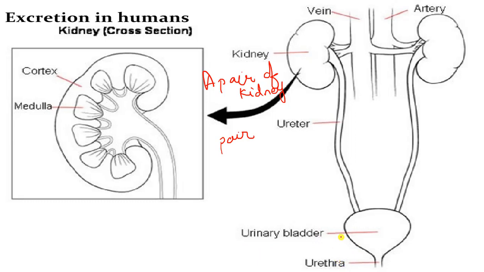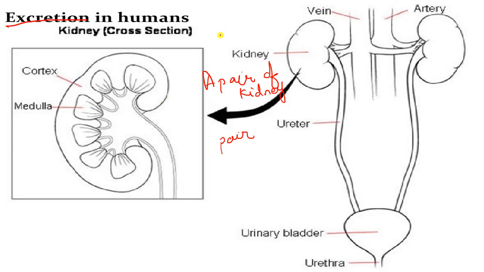And the fourth important part of the excretory system is the urethra, the opening through which the urine is excreted out of the body. Yes, in this excretion, we are talking only about removal of urine from our body. Feces is part of the digestive system. So here we will talk only about urine.